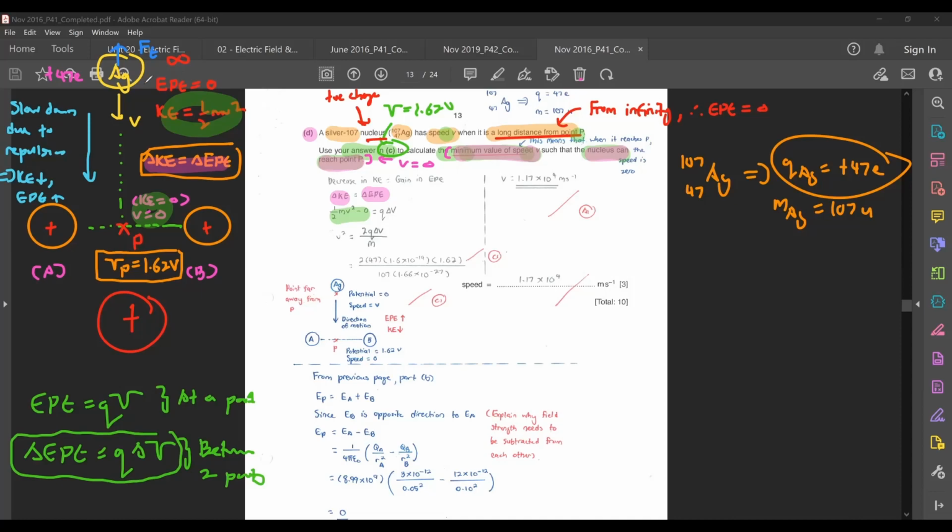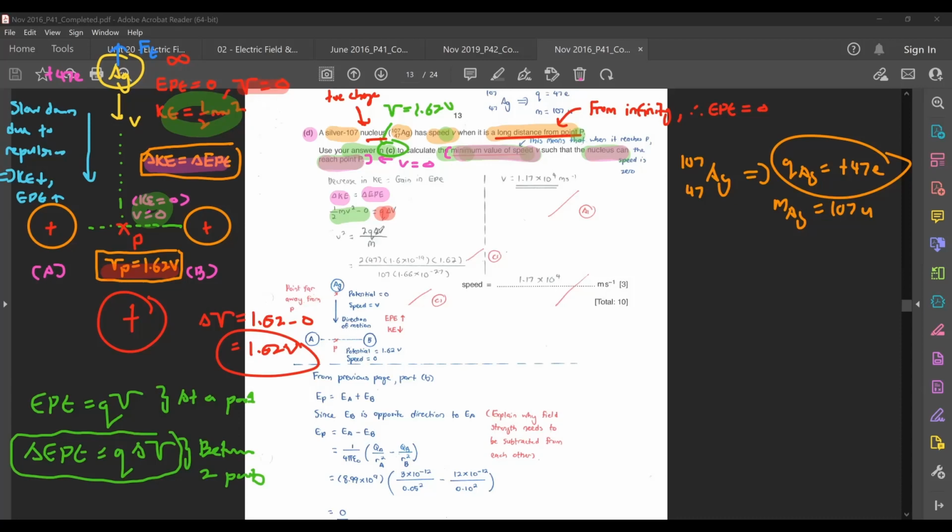Now, at infinity, where your silver nucleus came from, it is correct to say that your EPE is 0, but at the same time, it's also correct to say that your potential is also 0. So you make use of potential here rather than potential energy. So your EPE change is Q delta V. In your case, your delta V is really just 1.62 minus 0, giving you 1.62 volts. This is your delta V.